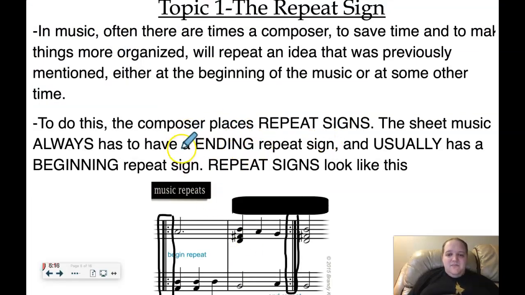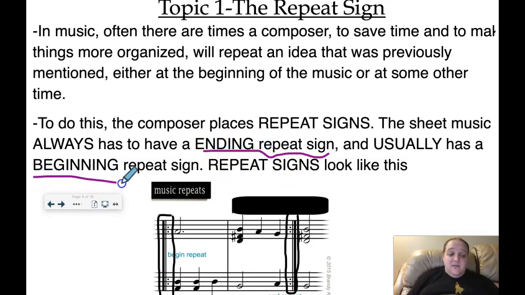Repeat signs, there are two parts to a repeat sign. There's an ending repeat sign and a beginning repeat sign. Okay? The ending repeat sign is right here. This is the ending repeat sign. Okay? It goes right at the end. Okay? And this is the beginning repeat sign.